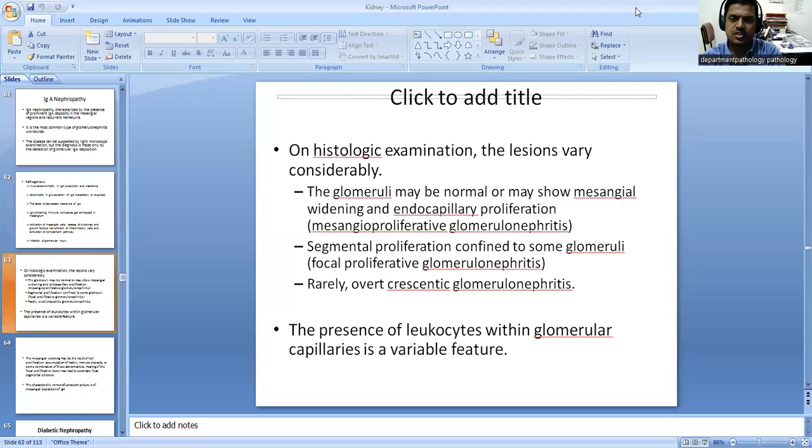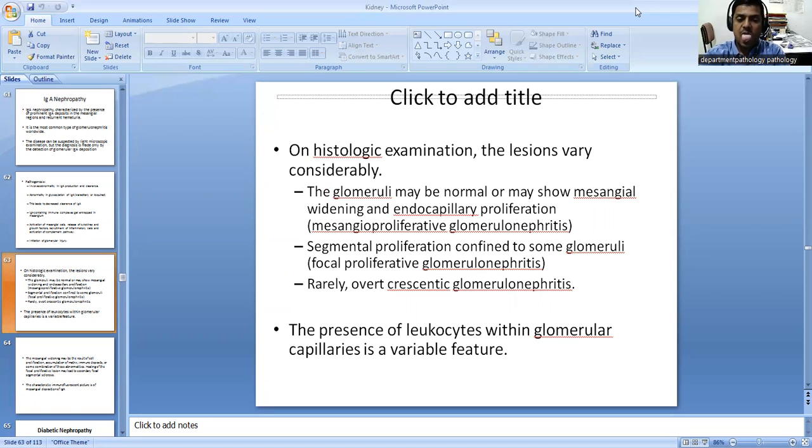On histologic examination, the lesions vary considerably. The glomeruli may be normal or may show mesangial widening and endocapillary proliferation, mesangioproliferative glomerulonephritis. Segmental proliferation confined to some glomeruli, focal proliferative glomerulonephritis. Rarely, overt crescentic glomerulonephritis.